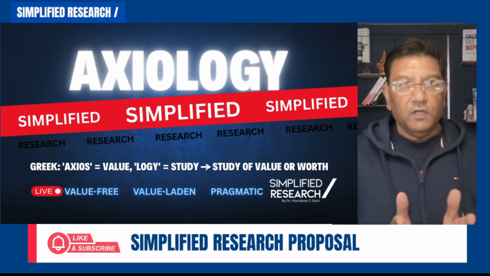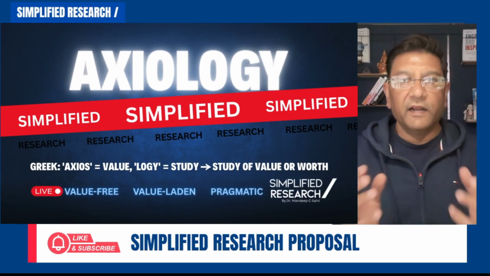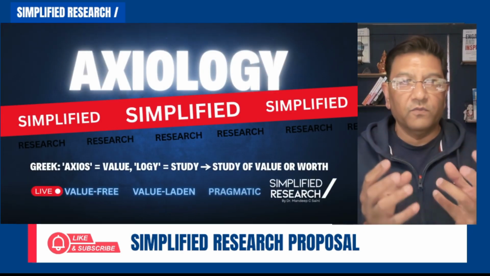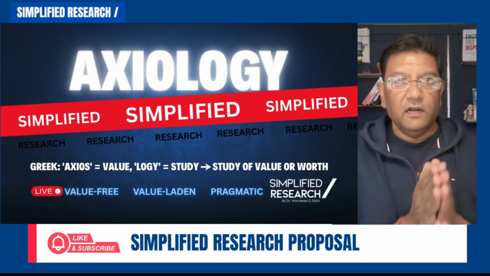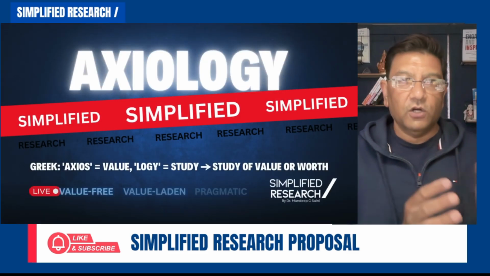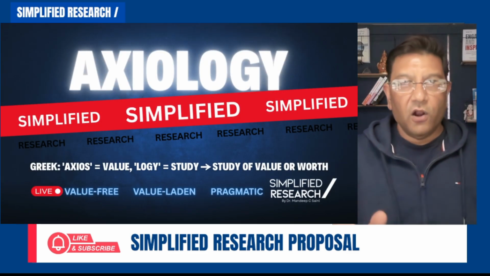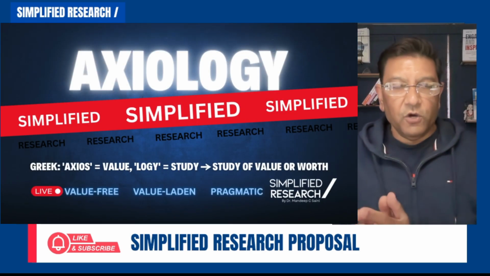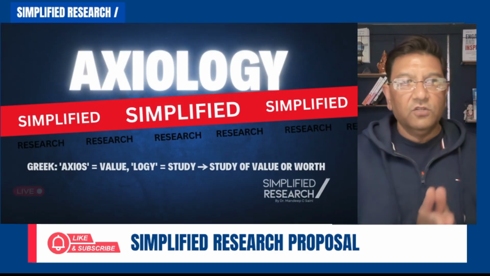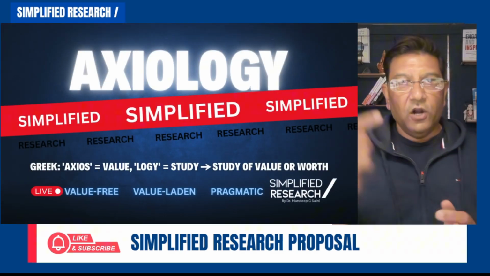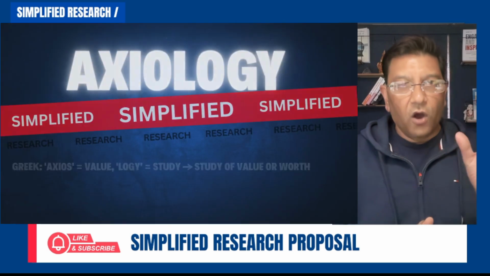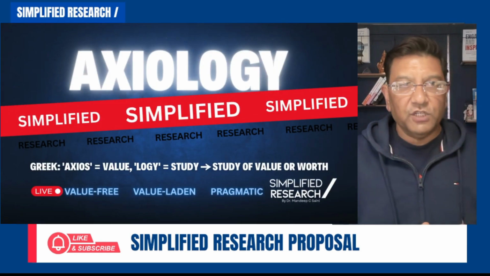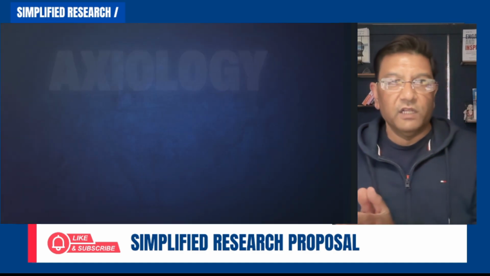Now, axiology is again a Greek word. Research philosophy comes from the Greek language. The word philosophy is philo and sophia, that is love for wisdom. The second one is ontology, which is ontos and logy. The third one is epistemology, which is episteme and logy. And here we have axiology. In that, logy is the common word. Logy means the study. In ontology it is ontos, in epistemology episteme, and in axiology it is axios. Those are three Greek words combined with logy.